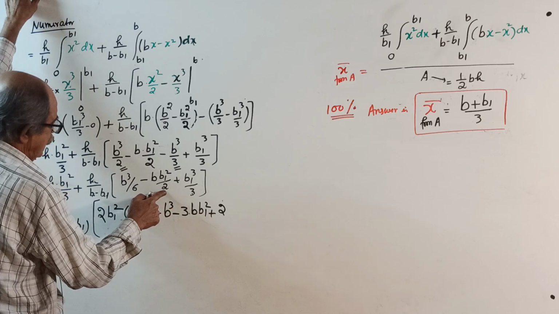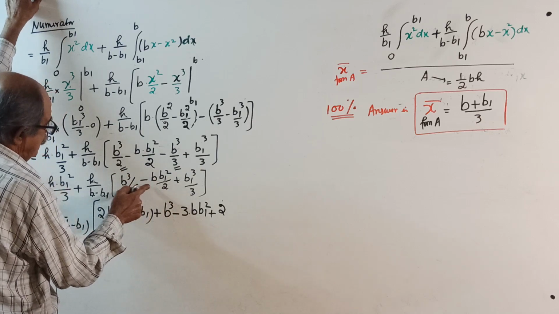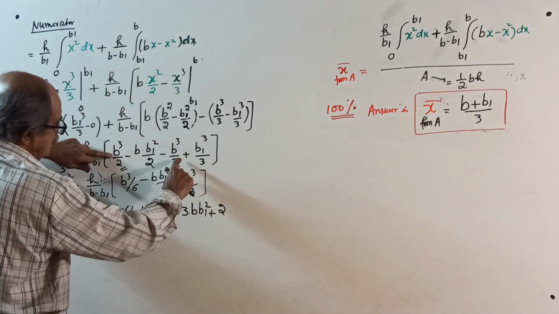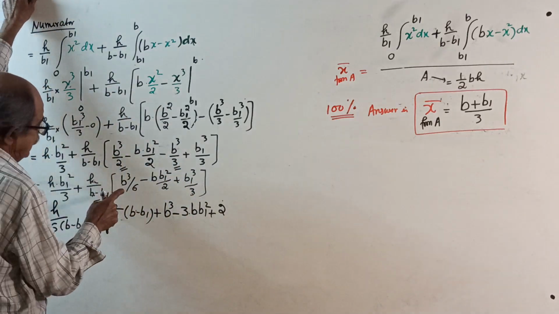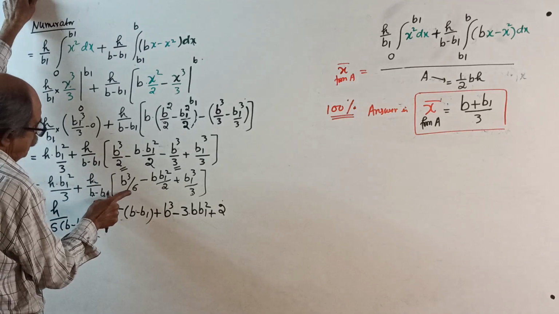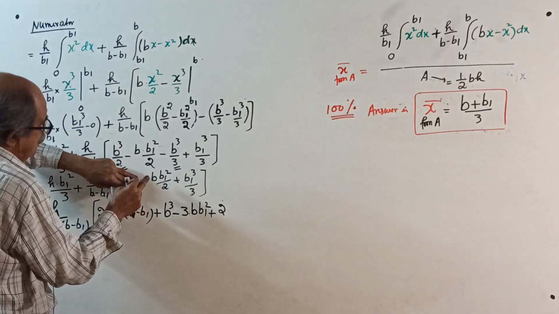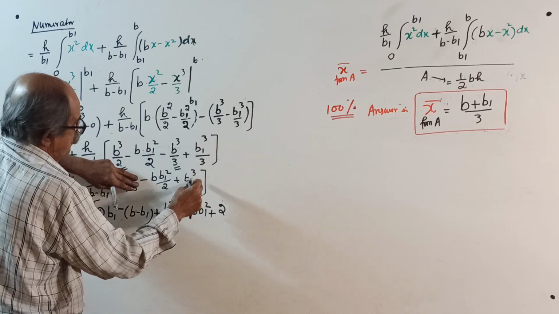How did 2 come here? Yes, this 2, correct, no? This has gone outside, these 2 cancelled, there is 2 here, 3 here. I think it's correct. One small mistake, everything is gone. b cube by 6, correct. These 2 terms are over. b cube by 6 minus b1 square by 2 plus b1 cube by 3, correct.